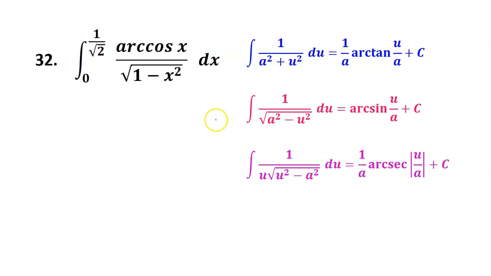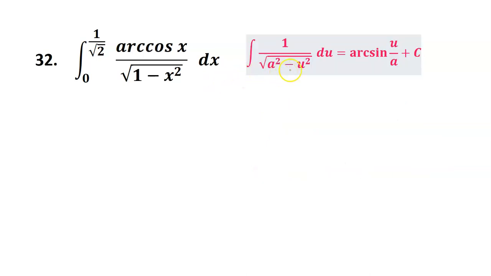I am betting on the middle rule, arcsine. I see that we have the square root. That pretty much rules out arctangent. And then I see that we have the constant minus the variable squared. And that's what we have here, the constant minus the variable squared.